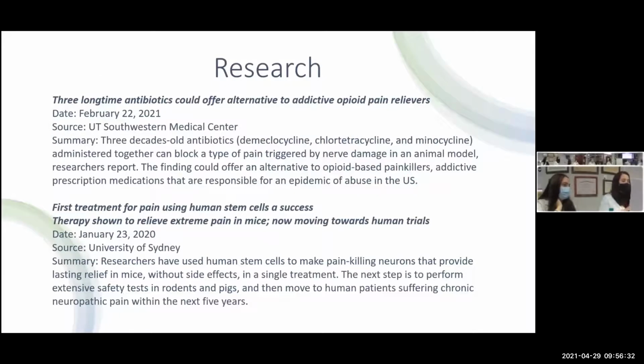Just to close, there's a lot of research going on when it comes to these things, but I just chose two that I found particularly interesting. I just wanted to mention them. There's actually a study from UT Southwestern where they found 3 antibiotics, demeclocycline, chlortetracycline, and minocycline, when administered together, were effective in reducing neuropathic pain.